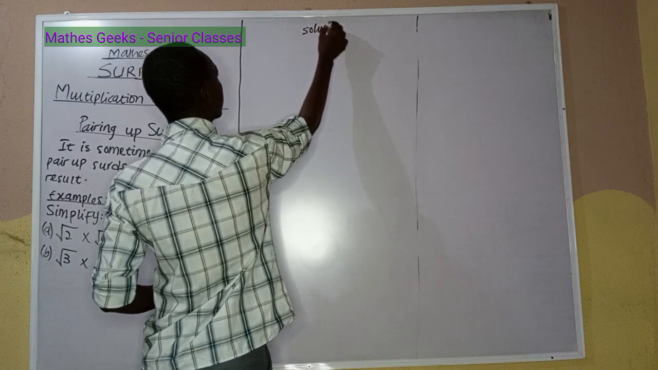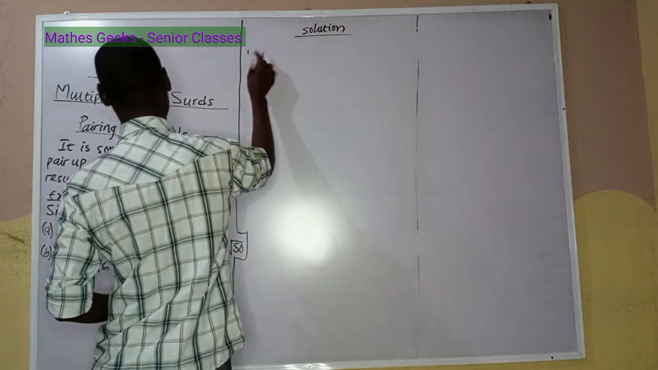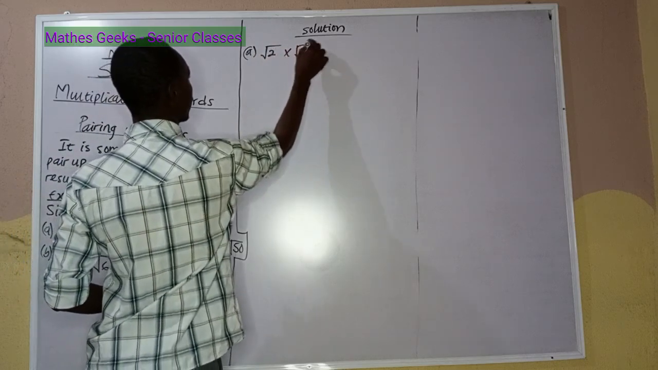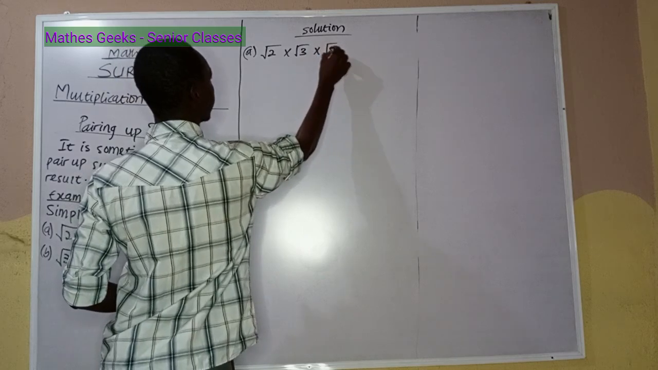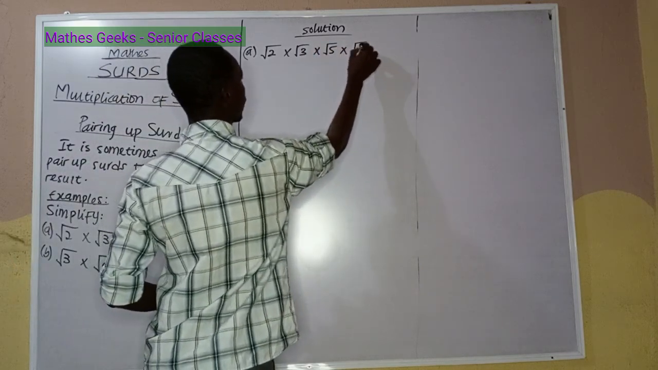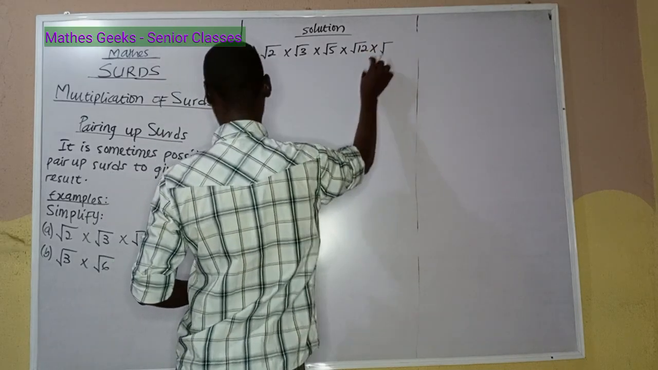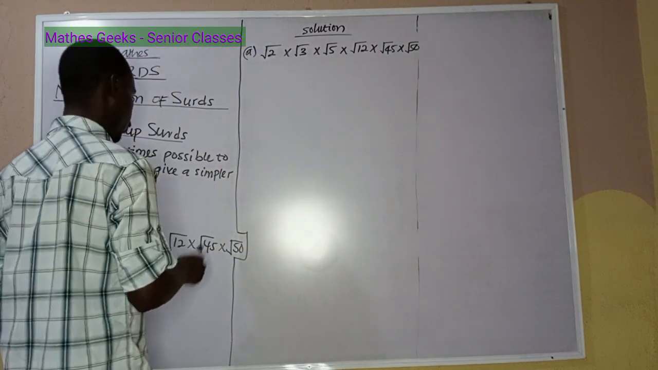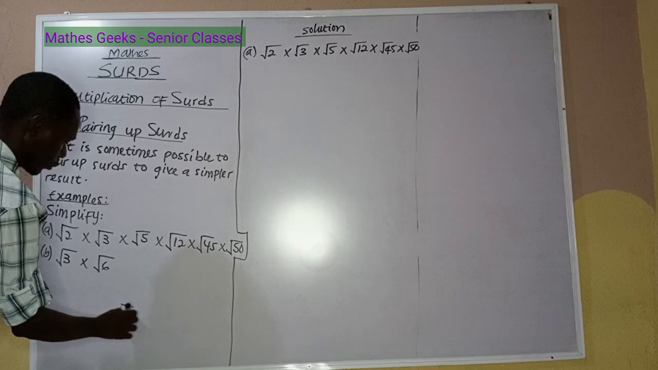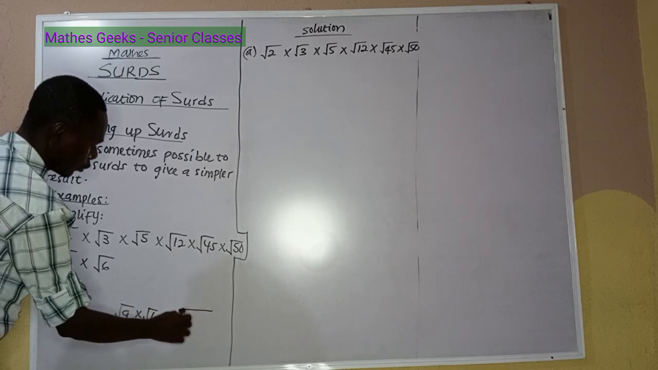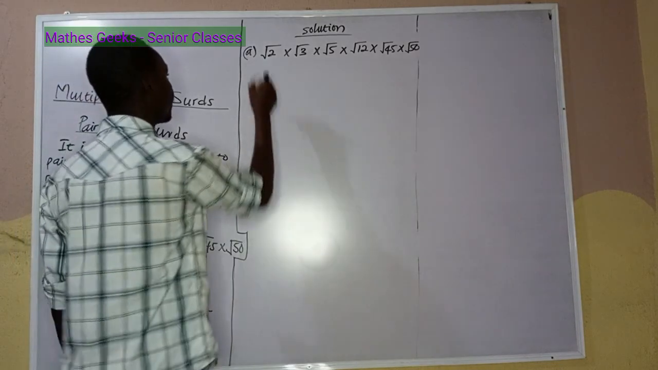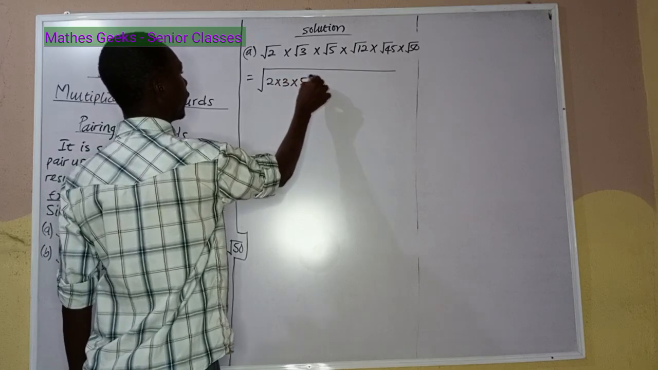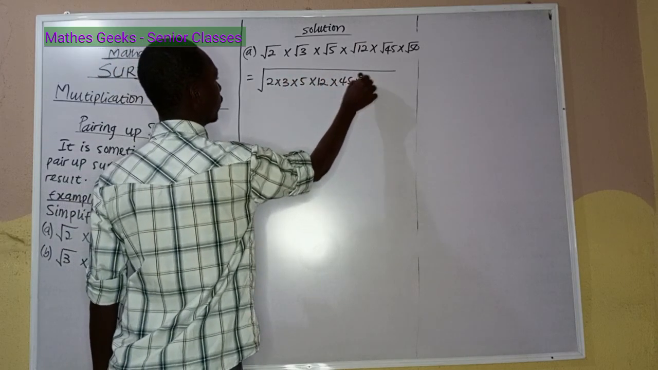Solution. A, root 2 times root 3 times root 5 times root 12 times root 45 times root 50. Remember that from our surd rule, root A times root B is equal to root A times B. So this will equal the root of 2 times 3 times 5 times 12 times 45 times 50.